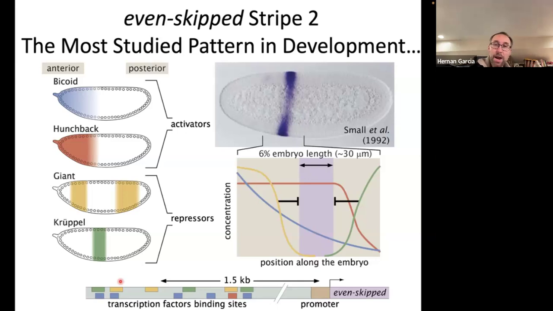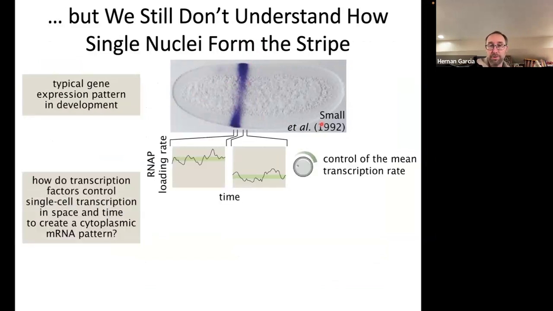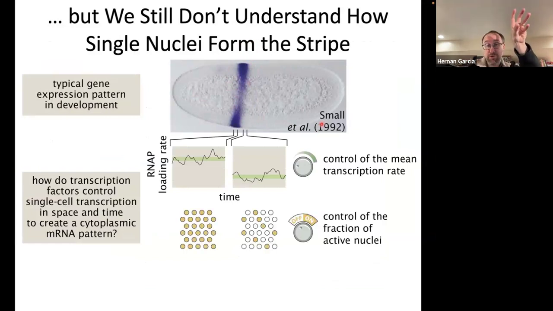And yet, everything we know about the most understood pattern of gene expression in development comes from data like this, where basically what you're measuring is the accumulation of RNA in the cytoplasm, okay? Which means that this data is completely silent on what individual cells are doing in order to generate this pattern. By that I mean, you could have cells in the middle of the stripe expressed at a higher level than cells on the sides of the stripe. You could also have just more cells in the middle of the stripe expressed at a higher level than cells on the sides of the stripe. Or you could have any combination thereof, right?